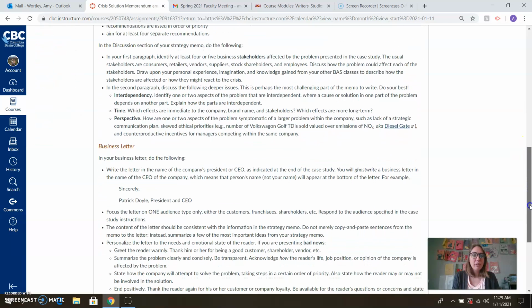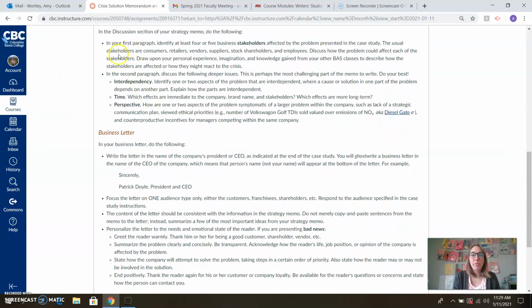In the discussion, you want to do the following. So check this out, read it in further detail. We want to identify our stakeholders. We want to draw on our personal experience and imagination. We want to have another paragraph that follows some deeper issues, talking about interdependency, time, and perspective. So read through this in detail. It's really going to help guide your memo creation. Once you've got all that, you want to wrap it up real nicely with a concluding sentence or two.